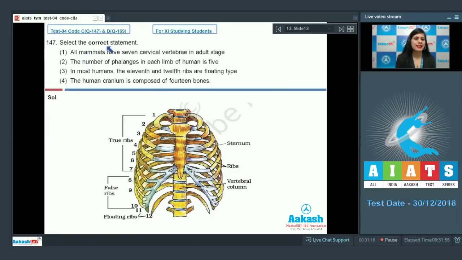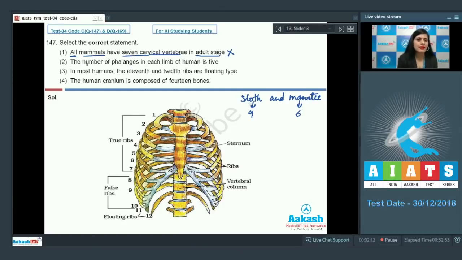Question number 147. Select the correct statement. The very first statement given is all mammals have 7 cervical vertebrae in adult stage, and this is an incorrect statement, but there is an exception to it. Some mammals such as sloth and manatee, they have 9 and 6 cervical vertebrae in adult stage.